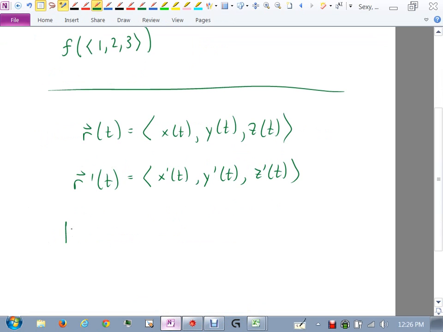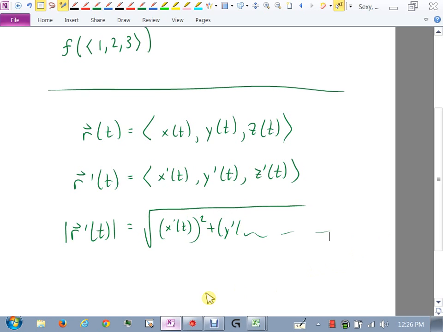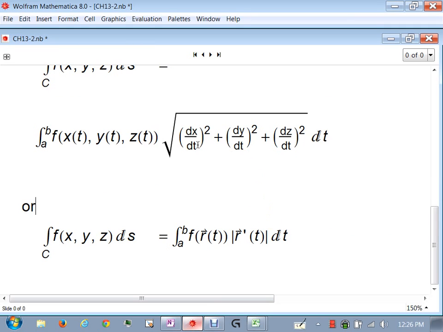Well, the magnitude of any vector is the square root of the sum of the components squared. So I would take x prime of t and what? Square it plus y prime of t squared, and so on. And isn't that exactly what this is? This is the derivative of x with respect to t squared plus derivative of y with respect to t squared plus derivative of z with respect to t squared, square root. So that whole thing right there is just the magnitude of r prime of t.